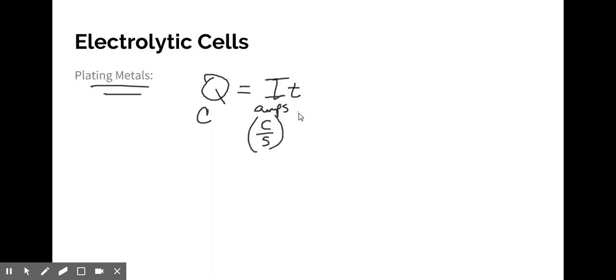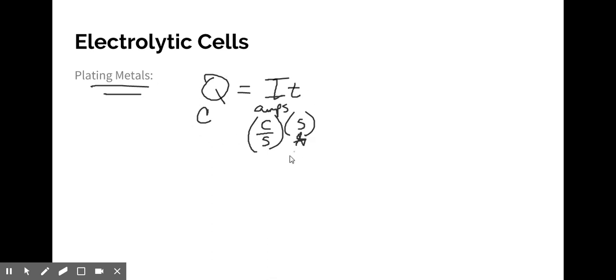So when we are plating metals, we are working with the Q equals IT equation. This is on your equation sheet, however I believe it's arranged just a little bit differently. So if you ever forget it, it is on your equation sheet. Q stands for charge, which is in coulombs. I stands for current, which you'll see written as amps, but an amp is the same thing as a coulomb per second. T stands for time. Make sure that you always convert that time to seconds.